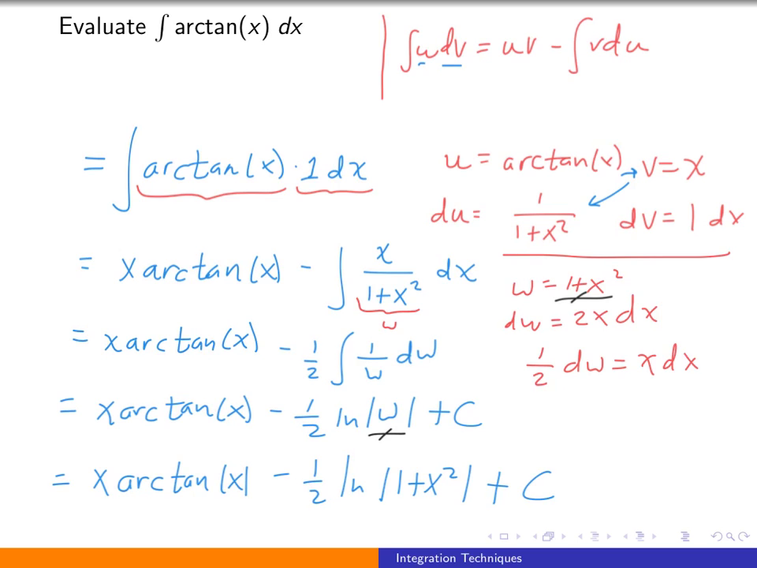And a quick observation to make here is that this technique can be applied to other inverse functions as well. So it could be used to integrate things like arc cosine, arc sine, or even something like, say, the natural log of x.